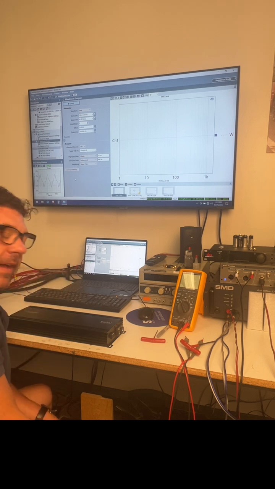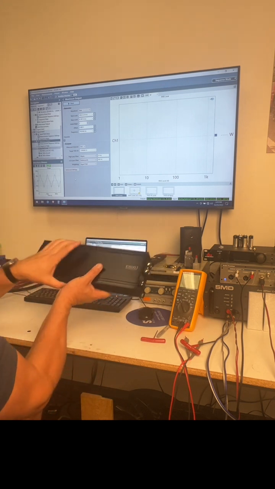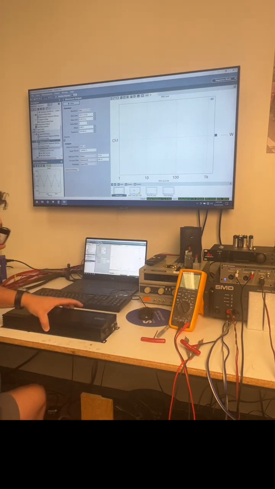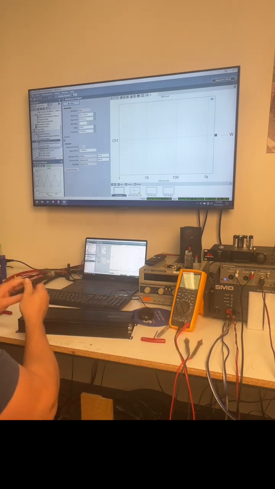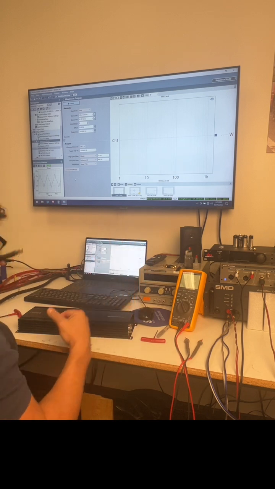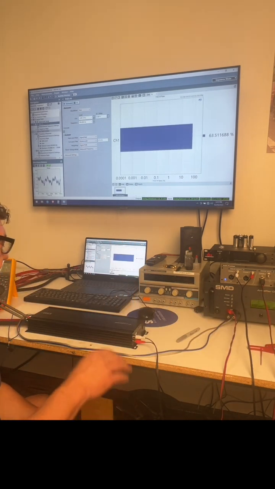Hi, boys and girls. Today we've got the Damore Engineering E1500.1 on the bench. Let's give it a go. Always remember to hook up your ground first. Okay, we've got the E1500.1 hooked up on the bench.